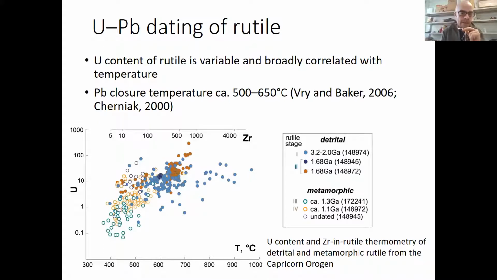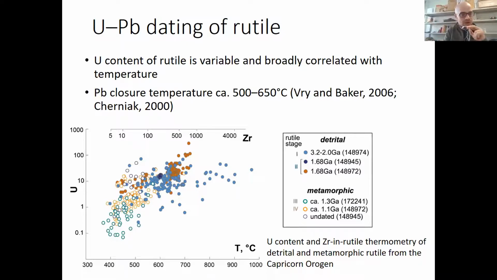So for rutile, we have broad indications on the closure temperature of lead, which can be somewhere between 500 and 650 degrees. And in terms of uranium content, here you can see a plot of uranium content and also zirconium content of rutile from Western Australia. The dataset includes detrital and metamorphic rutile. As you can see, there is overall a positive correlation between uranium and temperature. So this means that medium and high temperature rutile in general is easier to date.